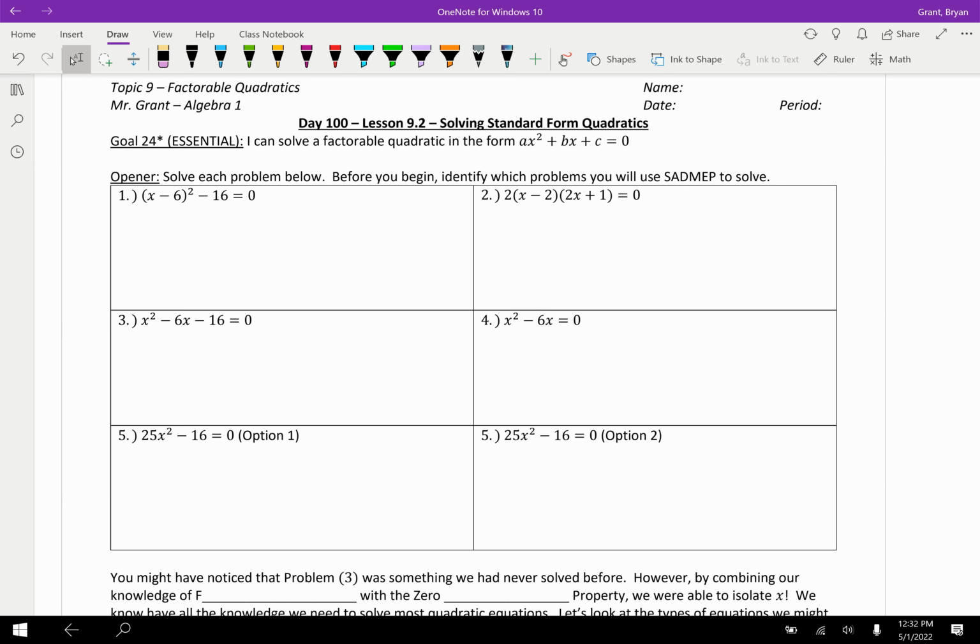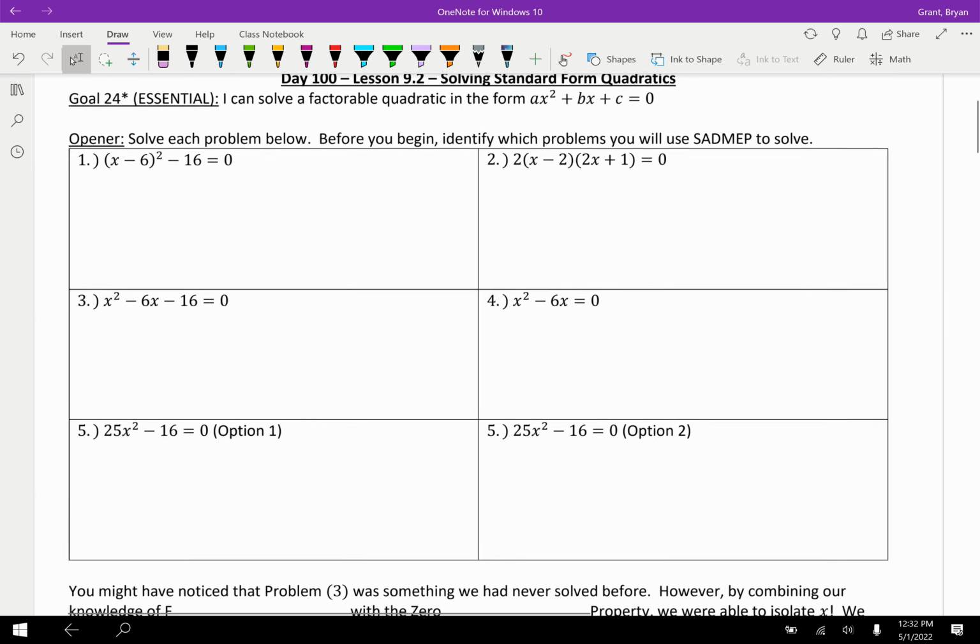All right, and we're back. So hopefully you were able to identify the 4 problems that we know how to solve. But before we even do that, let's see if we can identify the problems that we're going to use SADMAP to solve. Now, ultimately, you will use SADMAP on all of these, but you can't use SADMAP right away. And do you remember what the giveaway is when you can or can't use SADMAP?